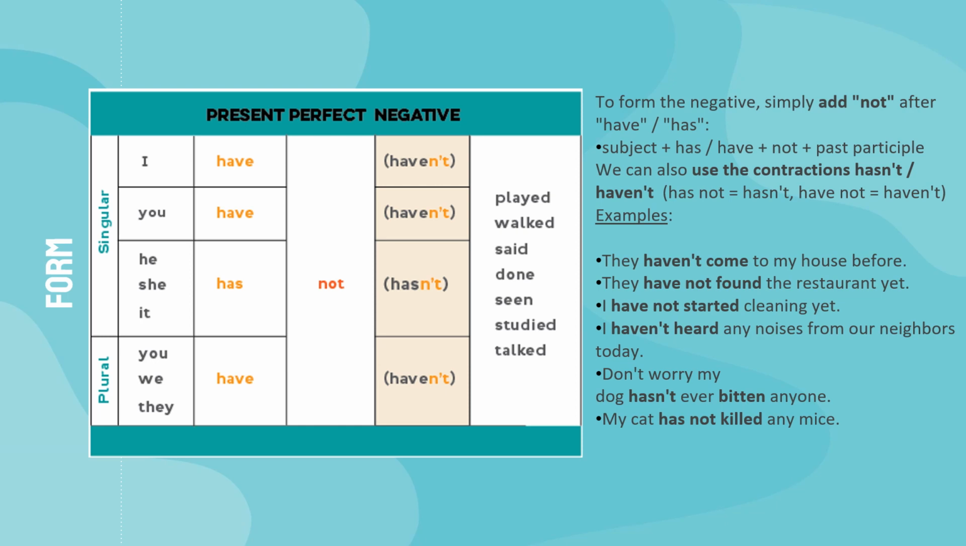When you have to use have or has: if the subject is I or you in singular, you use have. If the subject is he, she, it, or a singular noun, you use has. If the subject is you, we, they, you use have.